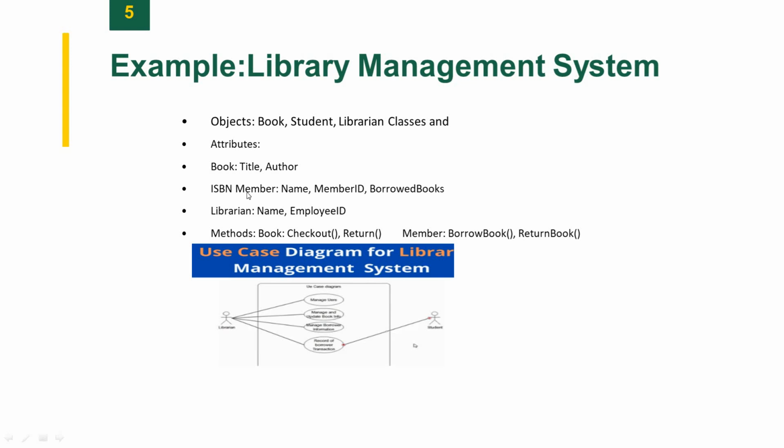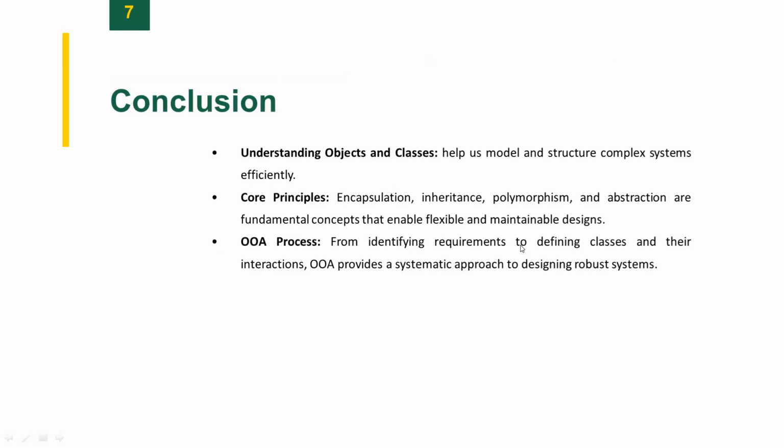Classes are book, member and librarian. The book class relates to the objects title and author and ISBN number. The member class consists of objects name, member ID, borrowed books. Librarian consists of objects like name, employee ID. This use case diagram consists of functions and operations: checkout, return, borrow book and return book.